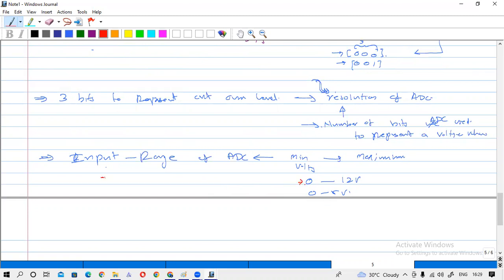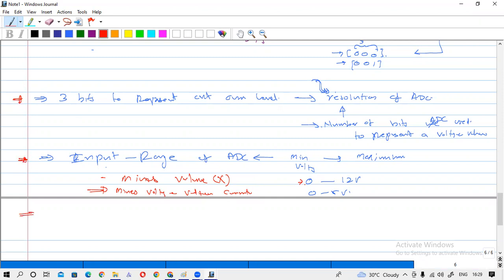So the range will not be a minus value, because a minus voltage value cannot be converted into a digital form. So you have to remember that part. ADC range is always from 0 to some other value. These are the most important parameters of the ADC.